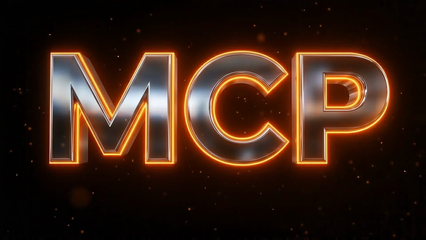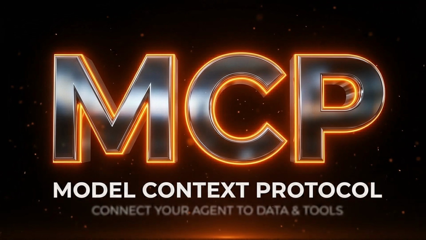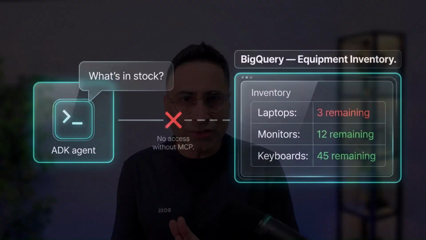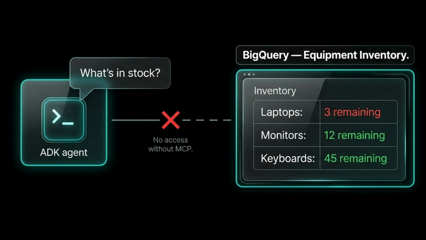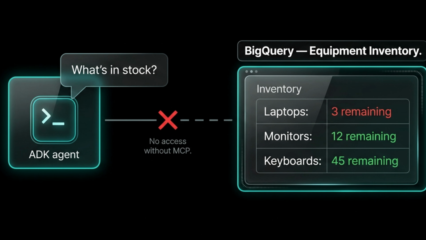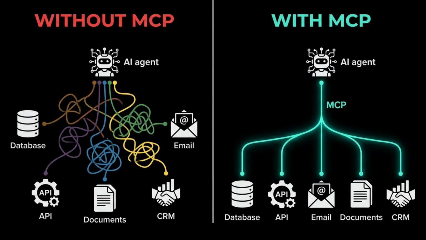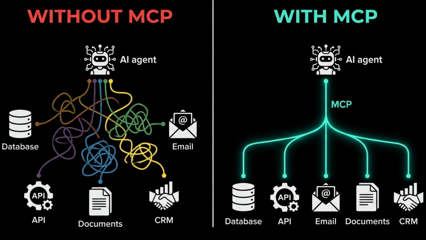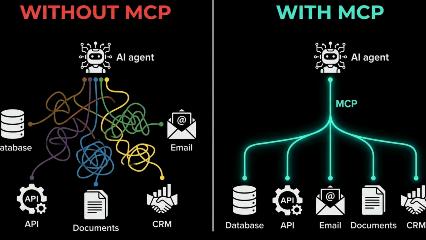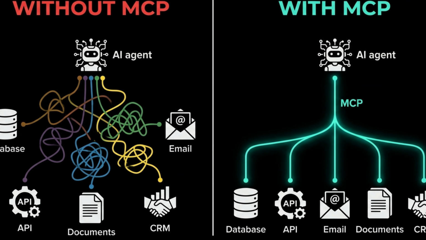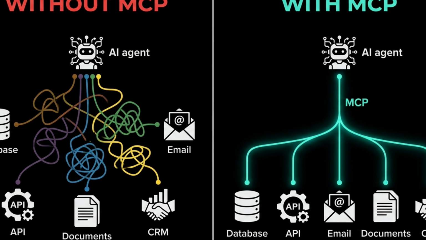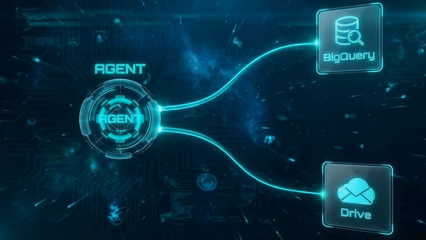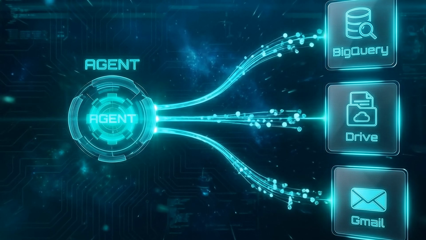Let's talk about Model Context Protocol or MCP. You probably already know this one. Your ADK agent needs to check what's in stock, real inventory data from a real database. Without MCP, you're writing custom tools for every data source. With MCP, your ADK agent discovers and connects automatically. We'll see this live, the agent connecting to BigQuery and querying real equipment inventory.